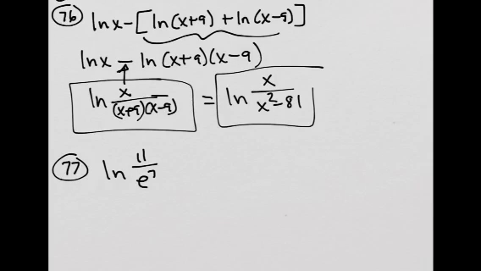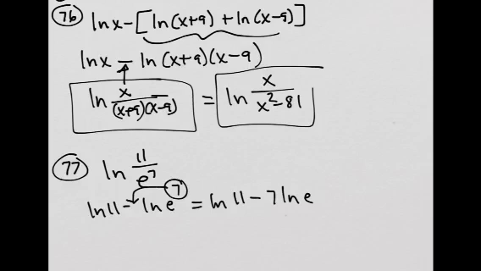For 77, we're expanding again. Okay, like 75 and 74. So this is a log of a quotient, so this becomes natural log of 11 minus natural log of e to the 7th. The 7 becomes a coefficient, so this is natural log of 11 minus 7 natural log of e. But remember, natural log of e equals 1. So 7 times 1 is 7. So this is natural log of 11 minus 7.